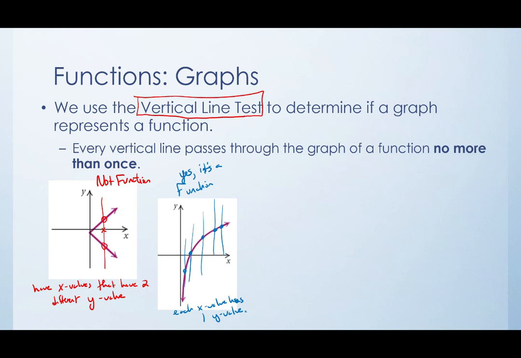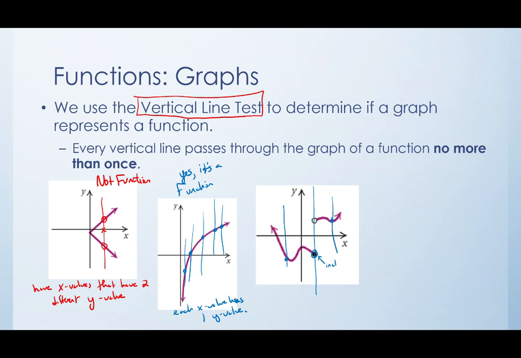Okay, let's see what we've got next. We've got this one. We think about our vertical lines, or something close to vertical, and each passes through once. The only question, really, is this vertical line. But remember, this endpoint is included, and this endpoint is not included. So even that vertical line only passed through the graph one time. So this one is a yes.